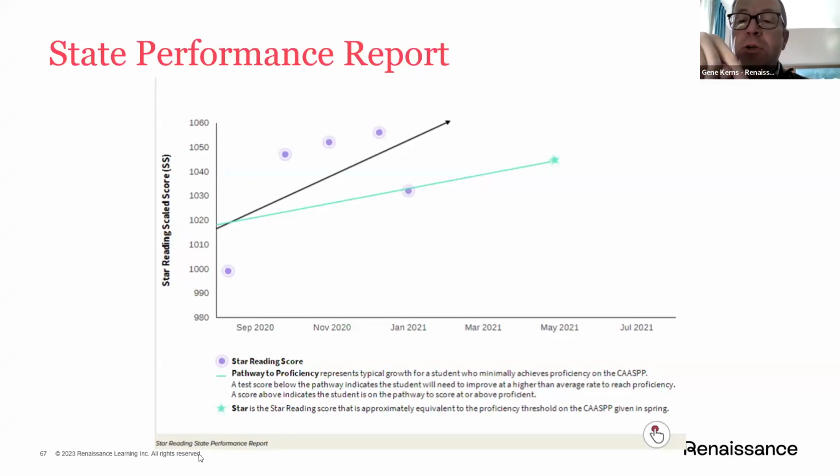So in the case of this particular student, we're elated because their testing history, which generates that black trend line that you see there, indicates that they are well above where they need to be on track. That's why, even though the report is called the State Performance Report, a lot of people call it the Pathway to Proficiency Report, because what it's doing is tracking, are your kids on that pathway towards proficiency.